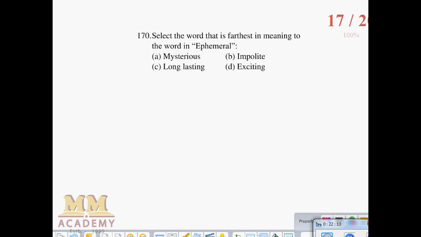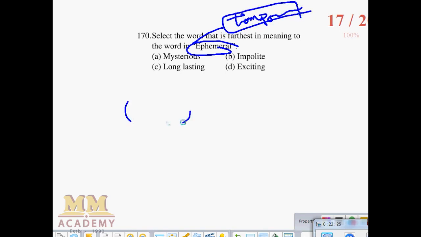Select the word that is farthest in meaning to the word ephemeral, right? Now we have got ephemeral. Ephemeral means temporary, transient, right? Temporary, something which is not permanent. Mysterious, impolite, long-lasting, and exciting. If you look at the word long-lasting, so long-lasting is something not temporary, right? Which lasts for a long time. And ephemeral is something which lasts for a short time. So C is the right answer.